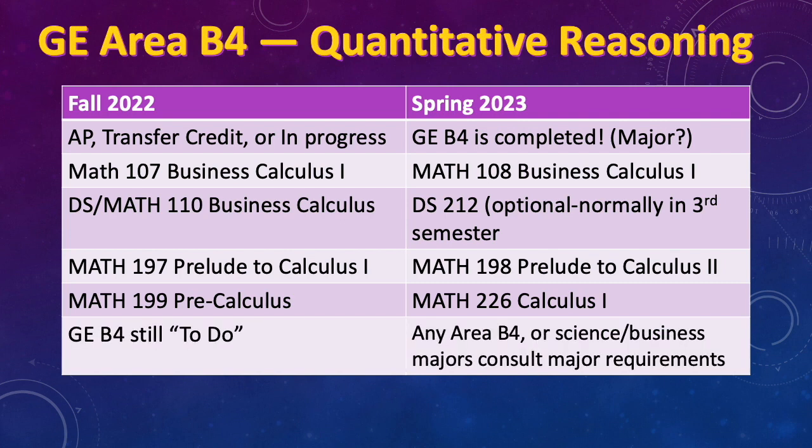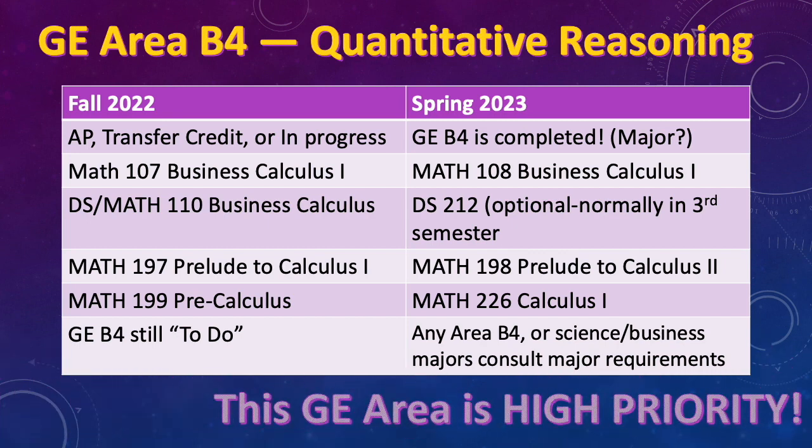If this requirement is still to do, you can take any Area B4 class from the list. But if you are a science, business, or stats-based major, you would want to look up which math courses are appropriate to your major. We will show you this later on. This GE area is high priority. As this is a lot of detail, please pause here if needed.